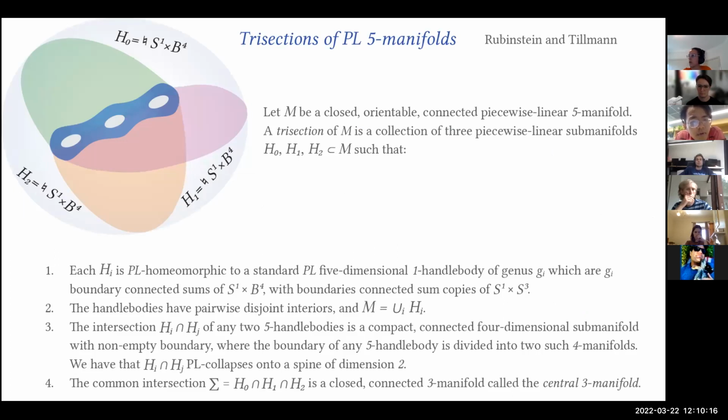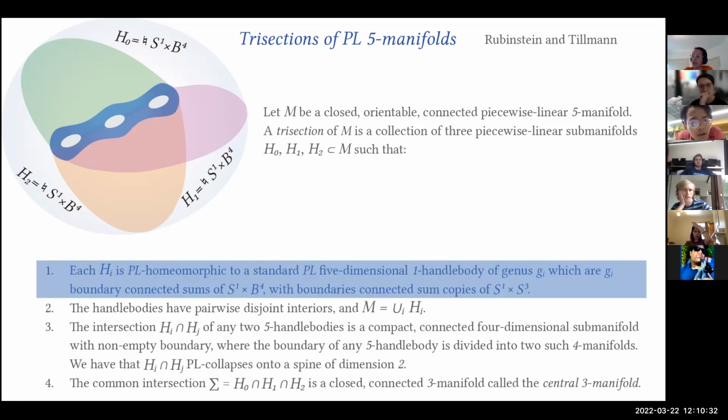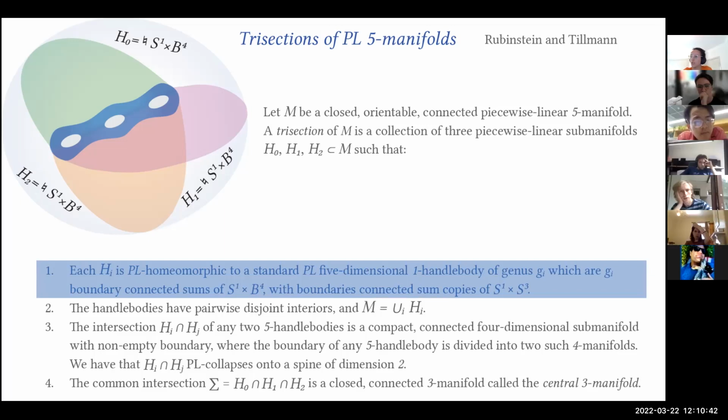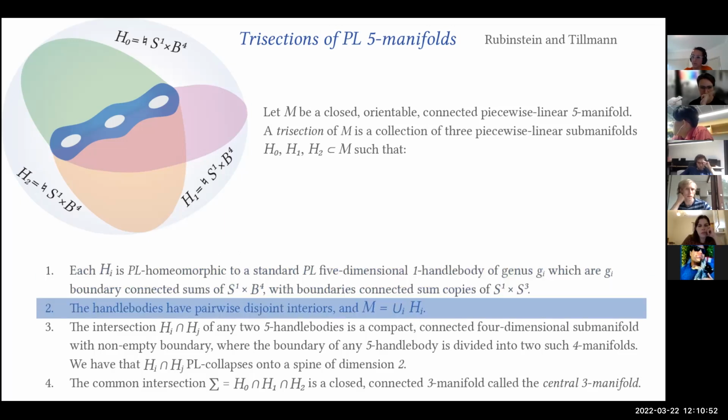So let M be a closed orientable connected piecewise linear 5-manifold. A trisection of M is a collection of 3 piecewise linear submanifolds, H0, H1, and H2, such that each Hi handle body is piecewise linearly homeomorphic to a standard piecewise linear 5-dimensional 1-handle body of genus gi, which are gi boundary connected sums of S1 cross B4, with boundaries connected sum copies of S1 cross S3. The handle bodies have pairwise disjoint interiors. And so that means that our piecewise linear 5-manifold is the union of these handle bodies.